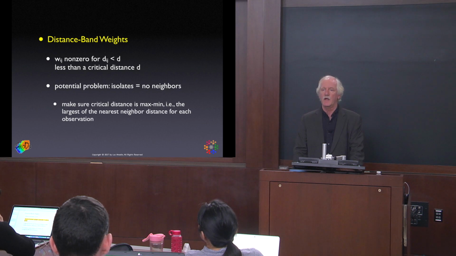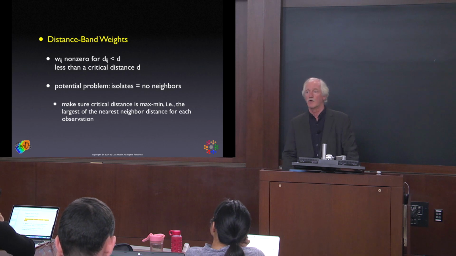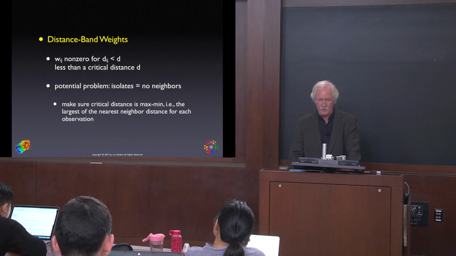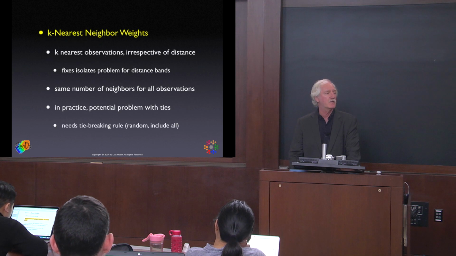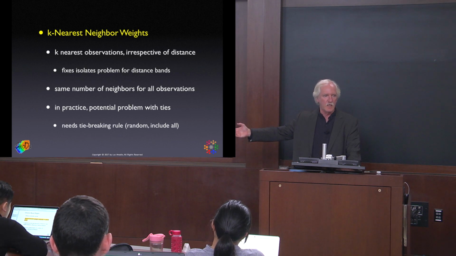We'll see on Monday that when you have highly irregular units, there tend to be problems with isolates or islands or unconnected units, and then we have to make decisions about that. K nearest neighbors is just forget about distance. You take the nearest ones.